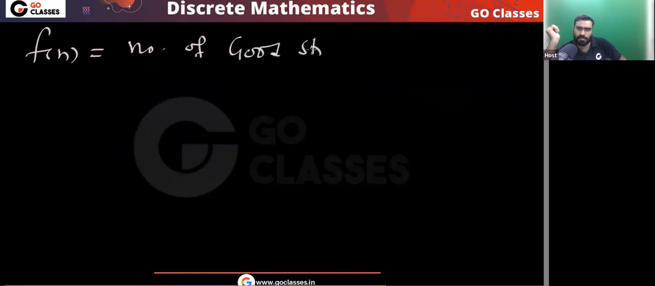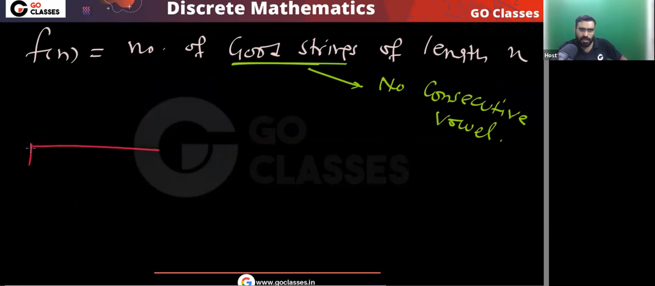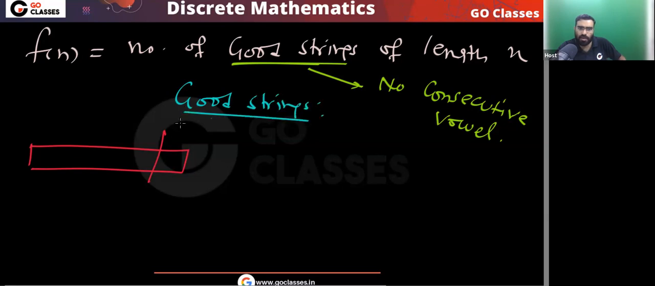Okay, so you tell me, fn is the number of good strings of length n. Good string simply means no consecutive vowels. Okay, I want to count. So what can I do? I can say, if your good string is ending with consonant, just focus on the good strings, nothing else. Now, if your good string is ending with vowel, then how many?